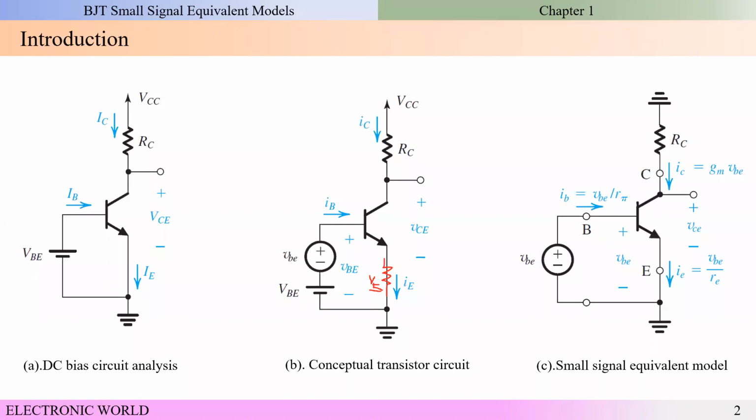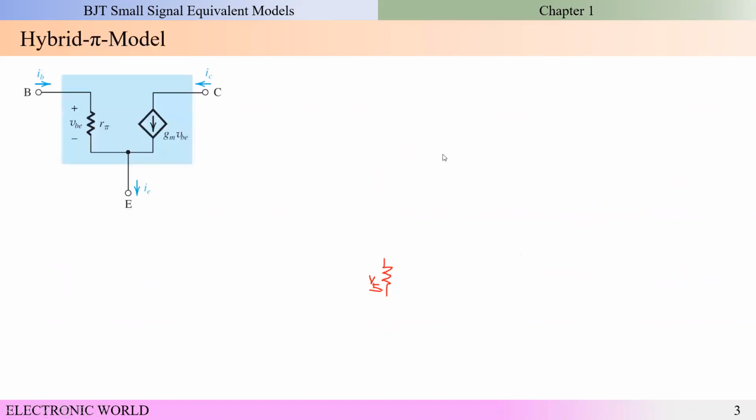So for ease, in these scenarios we can use the T model. Remember that if you have a resistor in the emitter terminal, frequently we can use the T model. Otherwise, we can go with the hybrid pi model.